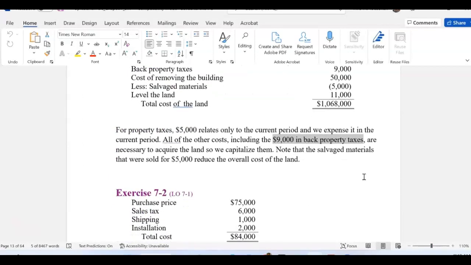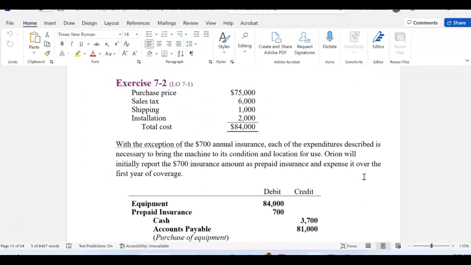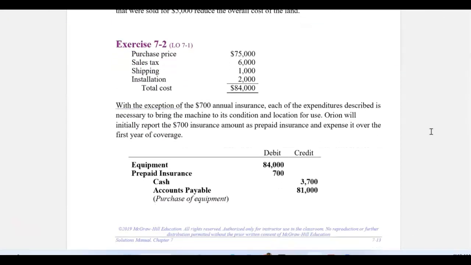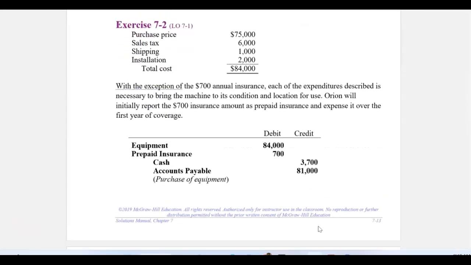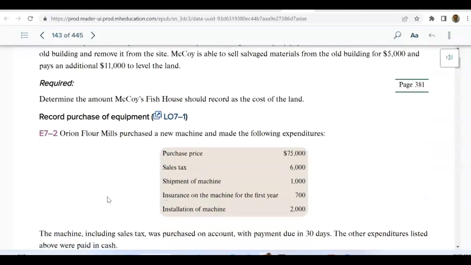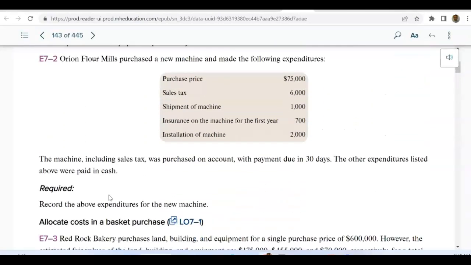So let's do number 2. Most of this is homework, okay? I'm trying to help you on this.